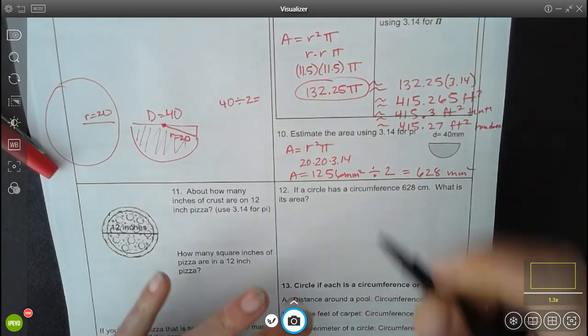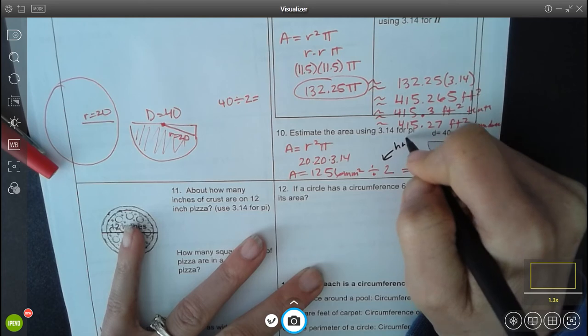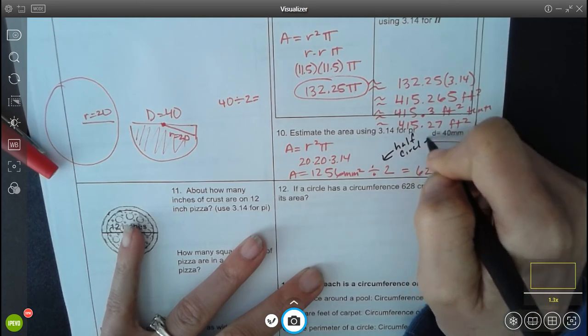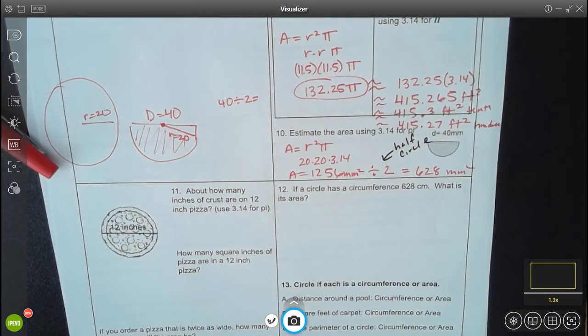Why am I dividing by 2? Because it's a half circle. So I only have half as much area, obviously.